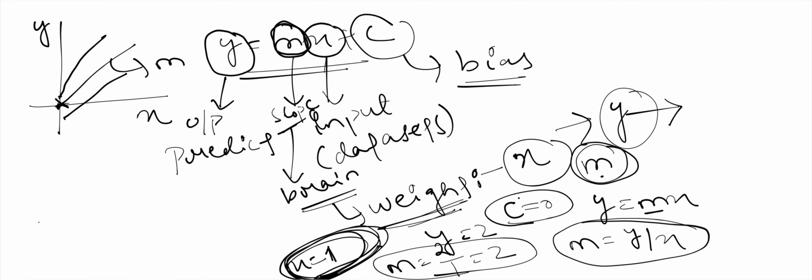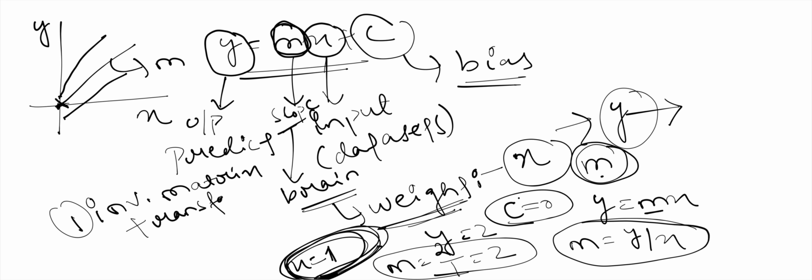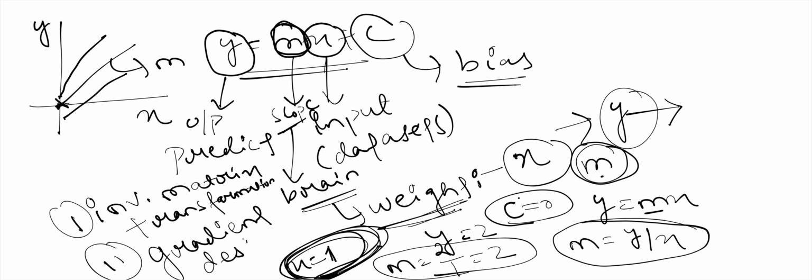So there are two methods. The first method is inverse matrix transformation. The second method is gradient descent. Now let's break down these two things. So the first thing, inverse matrix transformation.